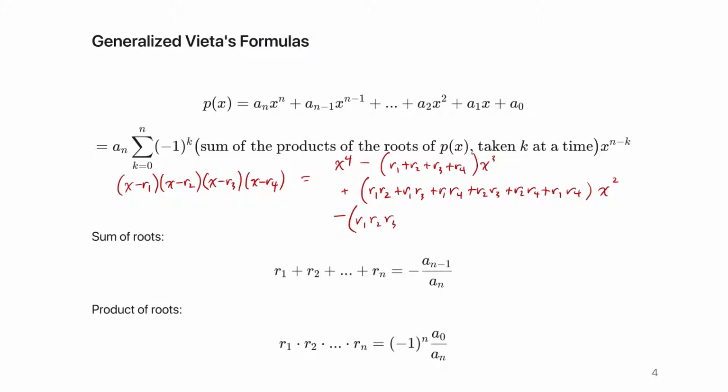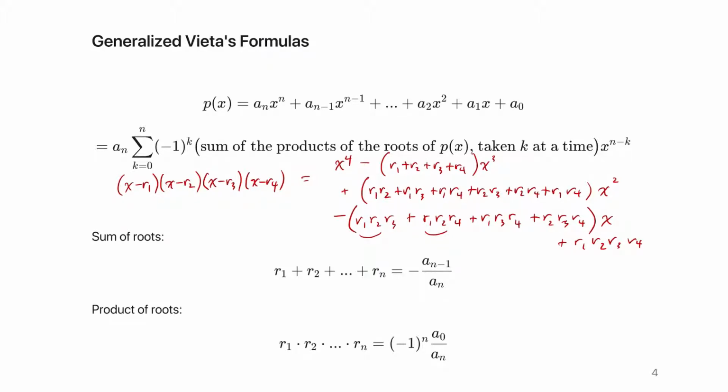r1r2r3, r1r2r4. And the way I'm thinking about this is, if I'm multiplying 3 of them together, it's just choosing one of them to not multiply, and then multiplying the rest. Right? So here, I'm excluding r4. Here, I'm excluding r3. Then I'll exclude r2. And then lastly, I'll exclude r1. That's how I know I've done all of them. And then lastly, it's the product of all the roots together. So then plus r1r2r3r4.